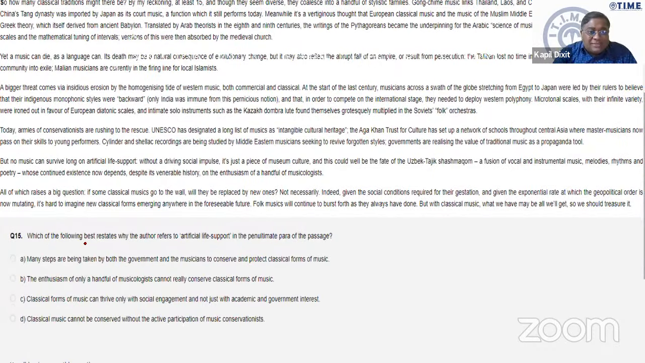Which of the following best restates why the author refers to artificial life support in the penultimate para? Again, I would say easy. Classical forms of music can thrive only with social engagement and not just with academic and government interest. Only with social engagement, and not with academic and government interest. Hence, it was C as an answer.